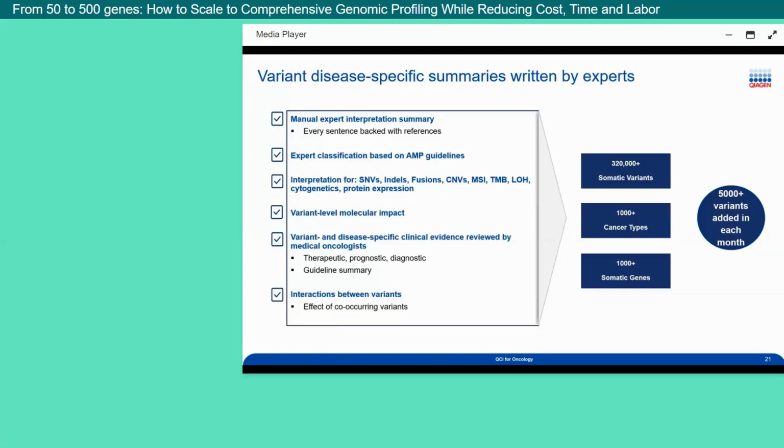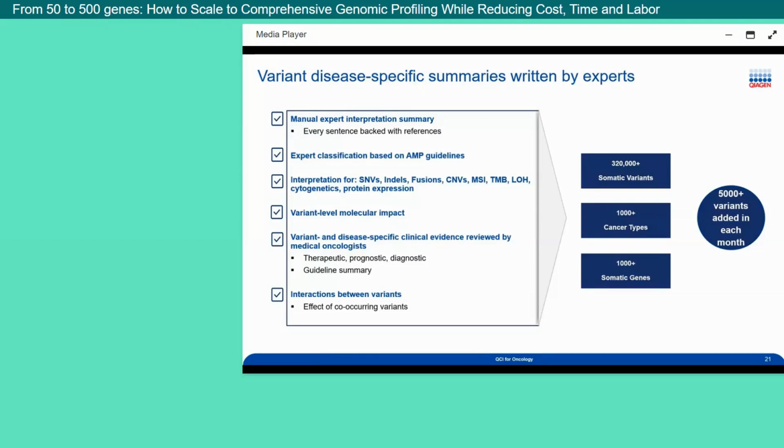The variants are described specifically in terms of their molecular impact and are classified according to the AMP guidelines published in 2017. The variant and disease-specific clinical evidence, covering potential therapeutic options as well as prognostic and diagnostic significance, is reviewed and approved by a team of practicing medical oncologists.